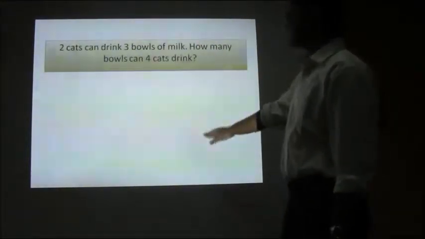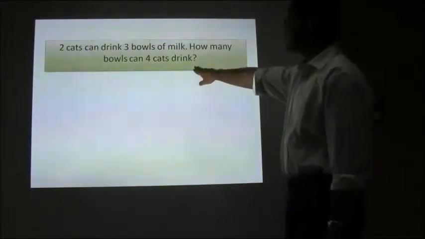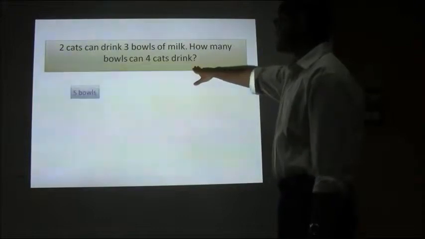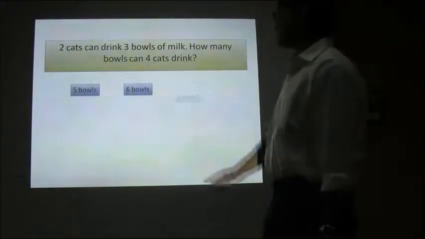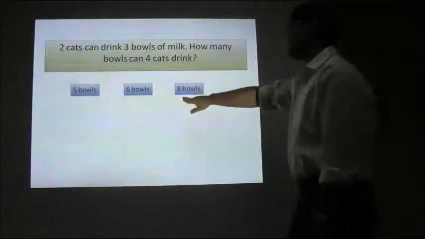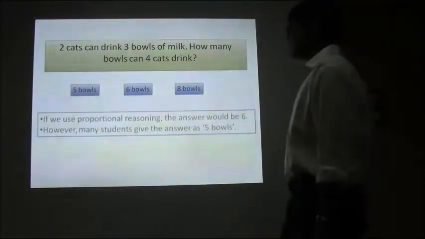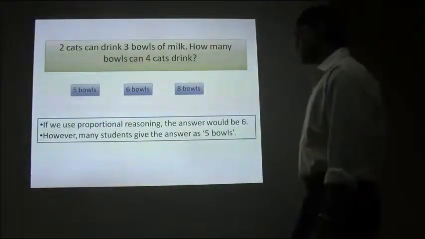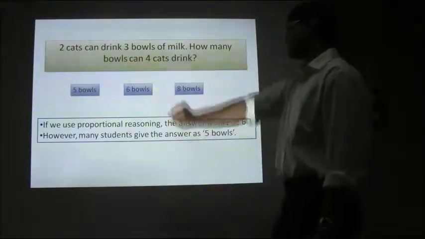Let's take a basic example. 2 cats can drink 3 bowls of milk. How many bowls can 4 cats drink? This is a simple question. Now suppose a student is given options like 5 bowls, 6 bowls or 8 bowls. If you use proportional reasoning, the answer would very obviously be 6 bowls. However, many students give the answer as 5 bowls.